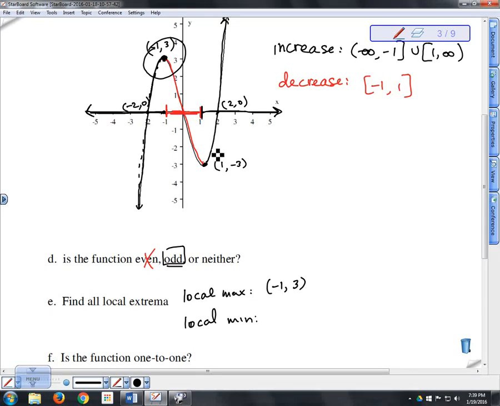Local min, if we consider that region of the graph, and just that small region, that's the lowest point in that region, so that would be a local minimum that occurs at the point (1, -3).